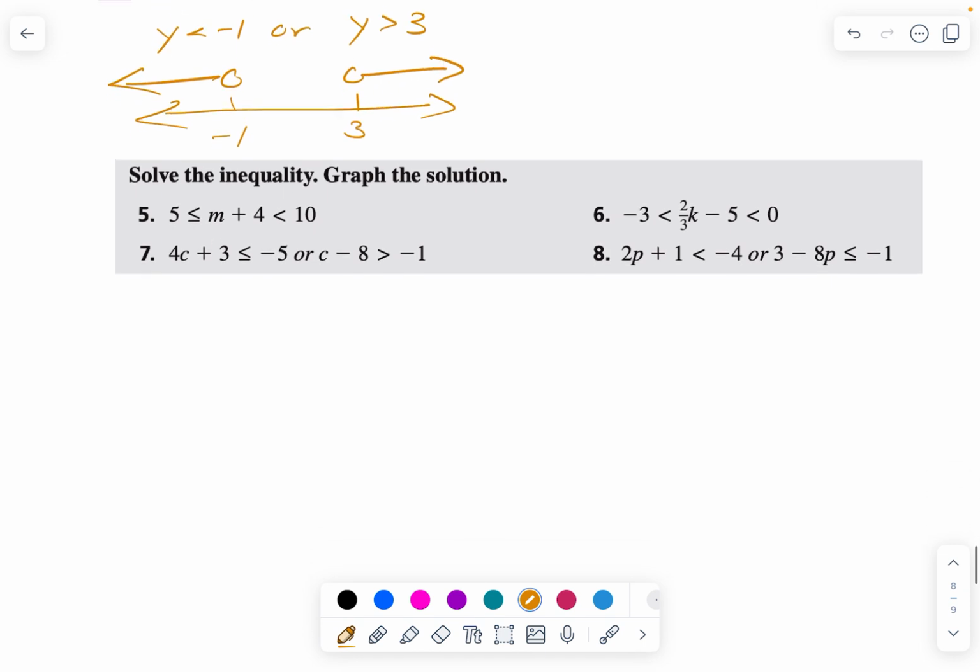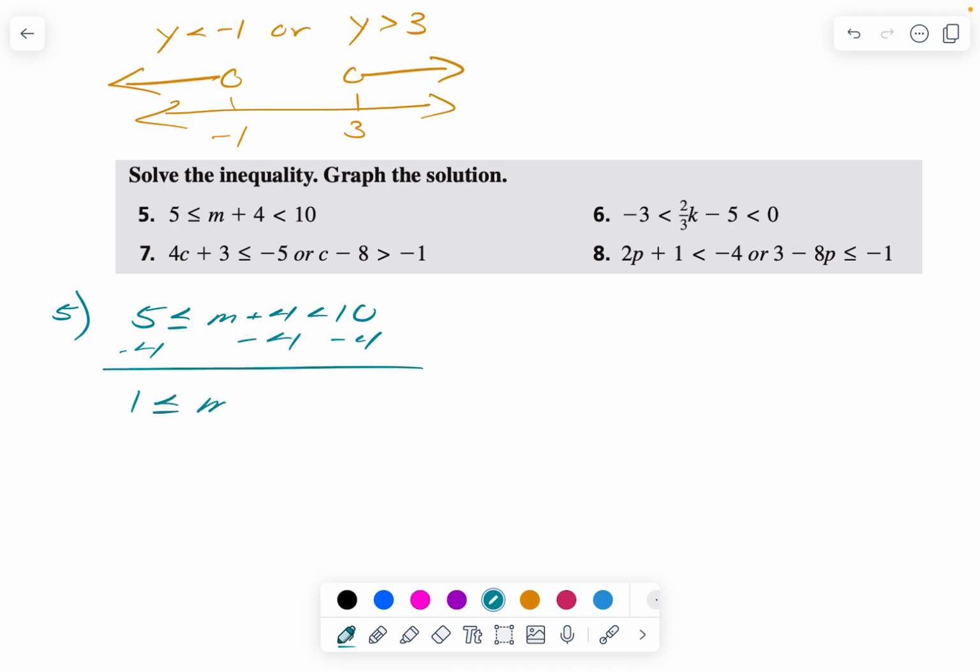All right, so now let's have you try these. We're going to do all of them. Pause the video and then hit play once you've solved them to check. All right, this first one. For this one, we're going to subtract 4 from all sides, all parts. 1 less than or equal to m less than 6. 1, 6. There we go.